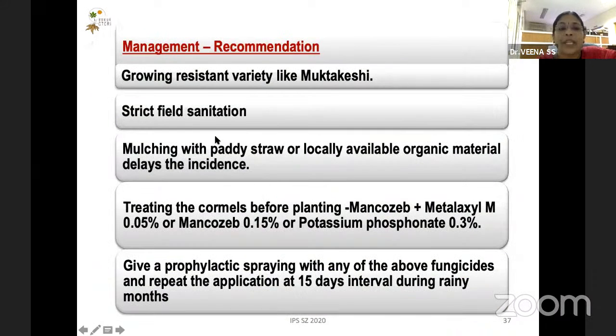This is our present management strategy: grow the resistant variety Muktagishi, strict field sanitation, mulching with paddy straw or locally available organic matter, and treating the cormels before planting. This point is very important, and most of the recommendations we don't see it. Actually, the planting material itself we have to treat, because it goes from crop to crop. This point is very, very important. And give a prophylactic spraying with any of the fungicides and repeat the application at 15 days interval during the rainy season.